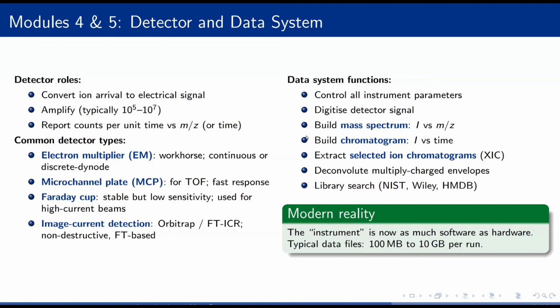The orbitrap and FTICR use a completely different detection scheme called image current detection. The ions themselves aren't consumed. Instead, you detect the tiny electrical currents they induce in nearby electrodes as they oscillate. You then Fourier transform the signal to get the frequencies and thus the mass-to-charge values. This is non-destructive and gives very high resolution.